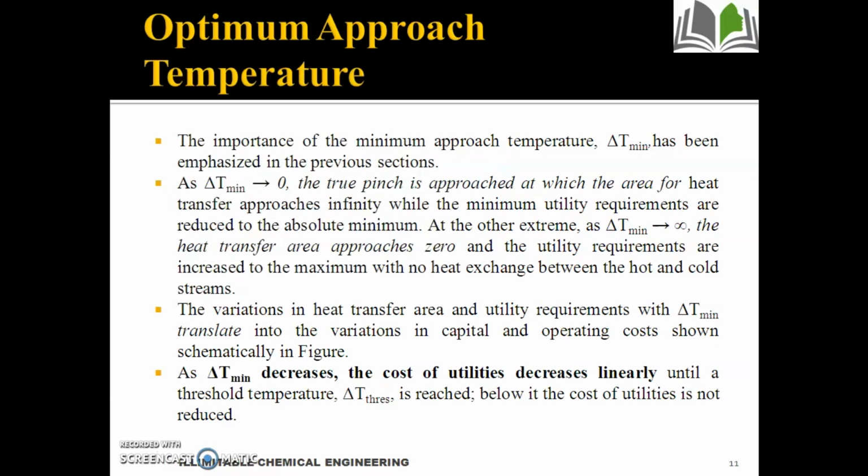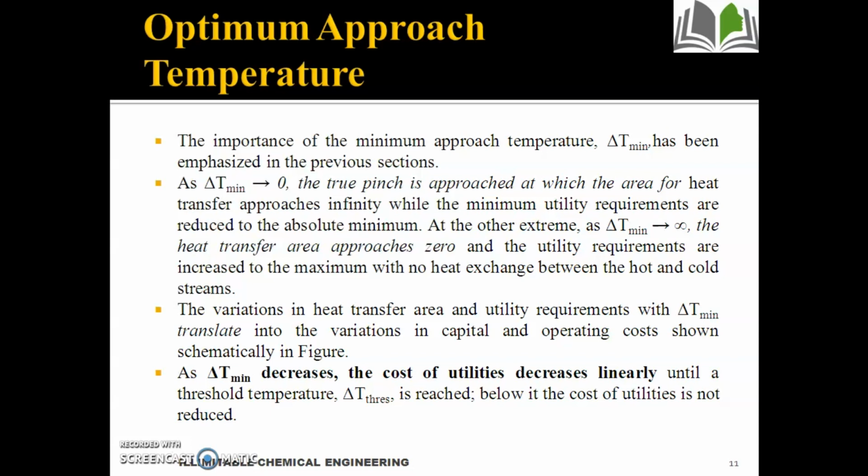Now we have seen what the threshold approach temperature is. So based on this, what is the optimum approach temperature? There are two conditions: one where the minimum approach temperature tends to 0 and one where it tends to infinity. The delta T minimum tends to 0, the true pinch is approached at which the area for heat transfer approaches infinity. Means if we take the delta T minimum as 0, then heat transfer area will reach infinity and the minimum utility requirements are reduced to the absolute minimum. Means our MER targets reach their minimum value.